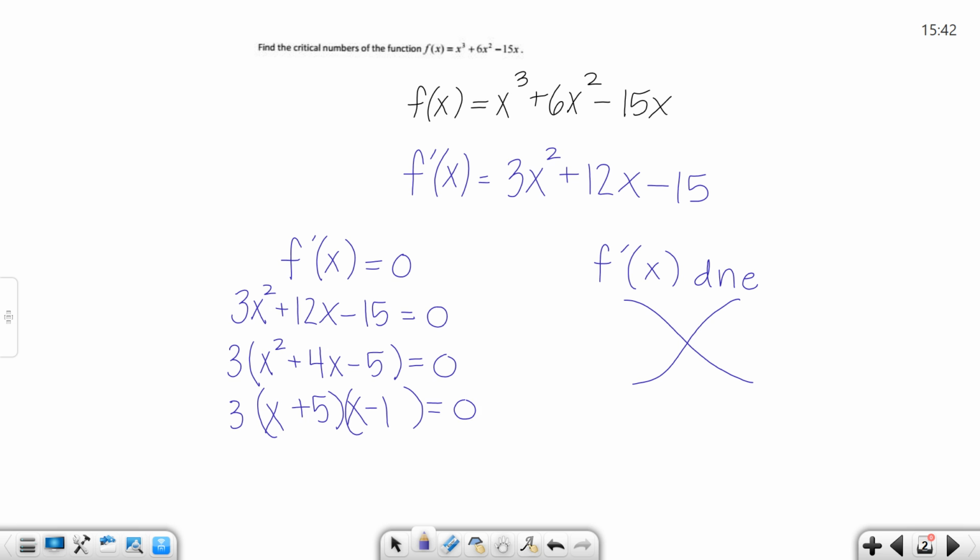We can set each of those factors equal to 0. Well, we don't have to worry about the 3. We can divide both sides by 3 and that part would go away. So we're going to set x plus 5 equal to 0 and we're going to set x minus 1 equal to 0. So solving that out, we would get that x equals negative 5 and we would get that x equals 1. And those are the critical numbers of this function.